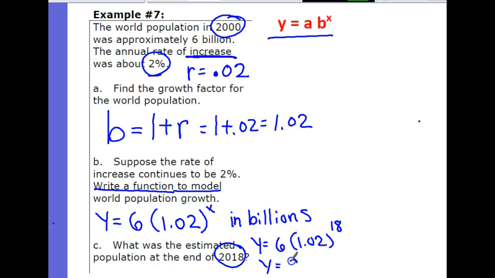Y equals 8.569, which would round to 8.57. Now, is that 8.57 people? Population, is that 8.57 people? 8.57 billions of people, because our equation was in terms of billions.